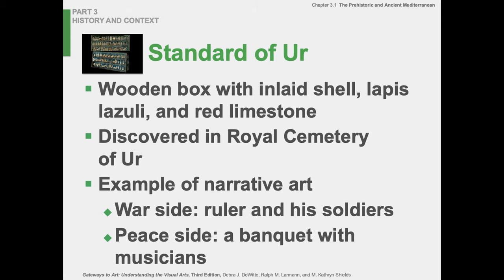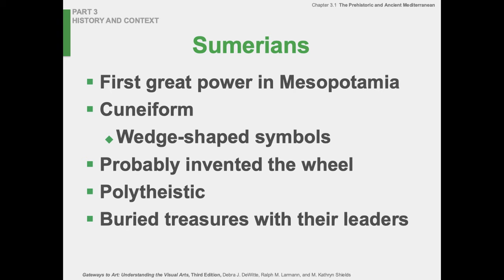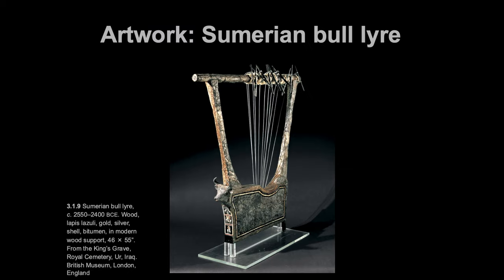So it's narrative art. We have a war side and a peace side, banquet with musicians. Okay, so we're going to get into also a Sumerian lyre, sorry, I had to backtrack for a second, I lost my train of thought. Sumerian lyre, which is like the precursor to the guitar. The lyre, it stays around for a long time. This is a very ancient instrument. It's still around today, but more in a historical sort of amusement context.